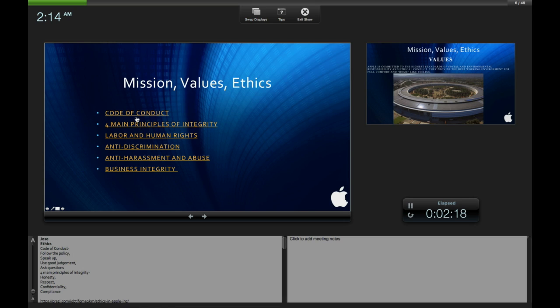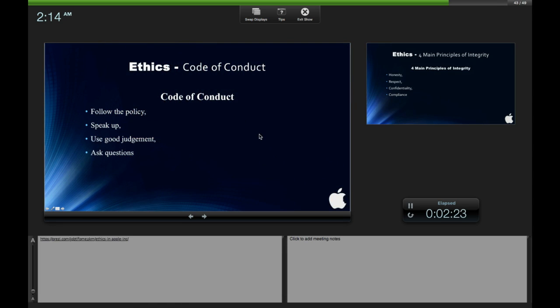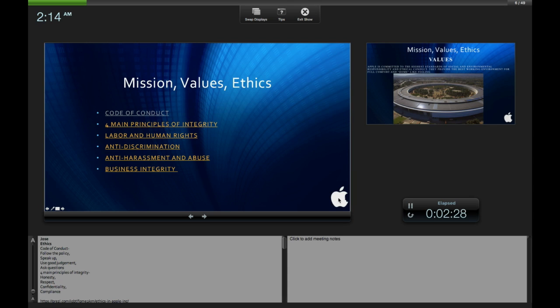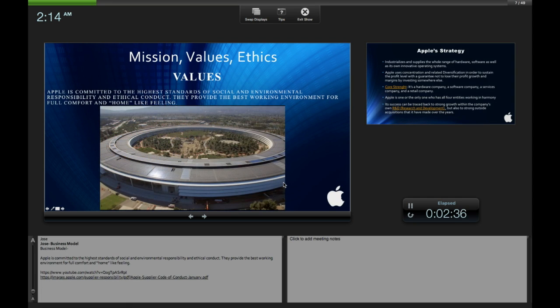Right. Out of all of these, there is backup information if we click on them, just in case somebody wants to know more about the code of conduct, or if he wants to explain further any of these topics. Moving on. The values. Jose is also doing this slide. He's going to be explaining.